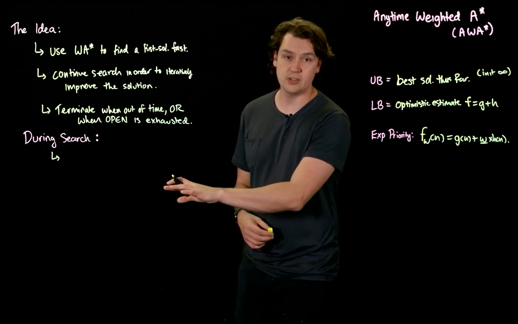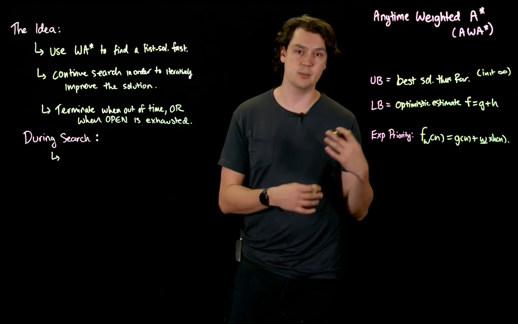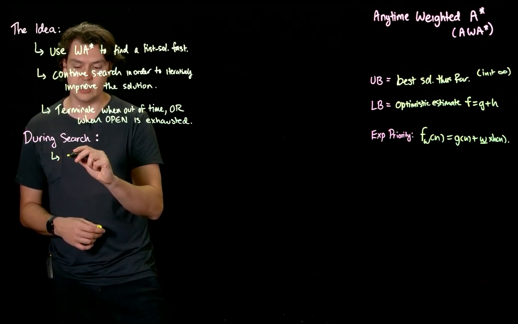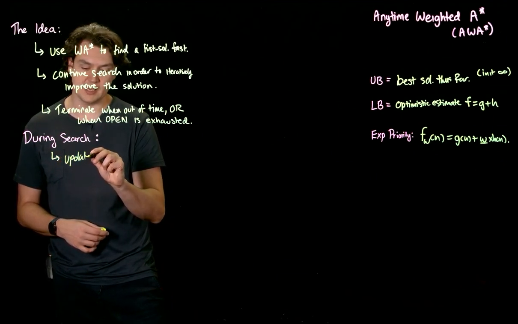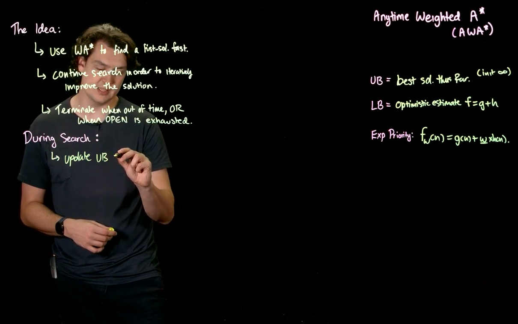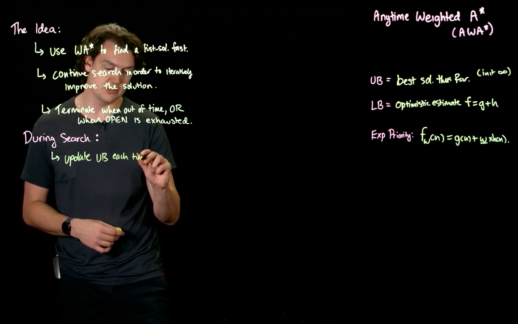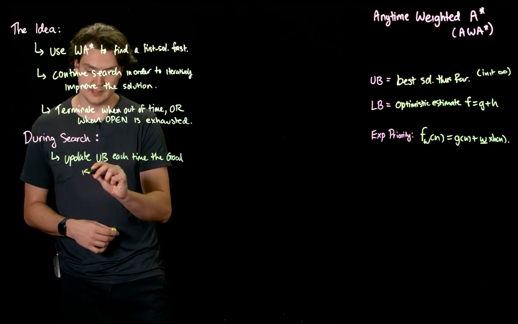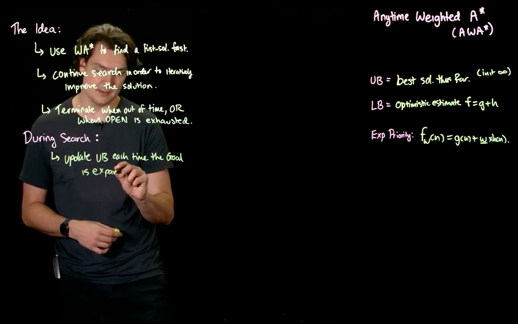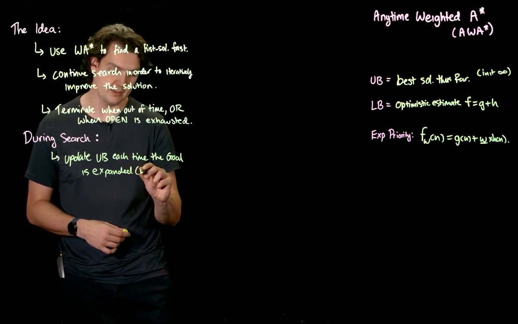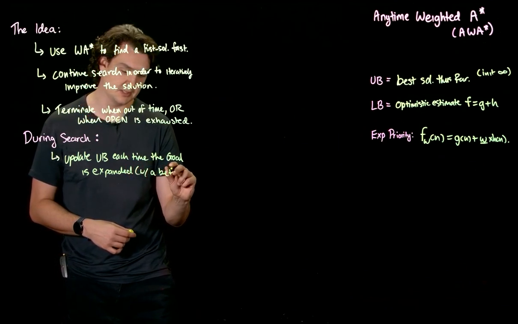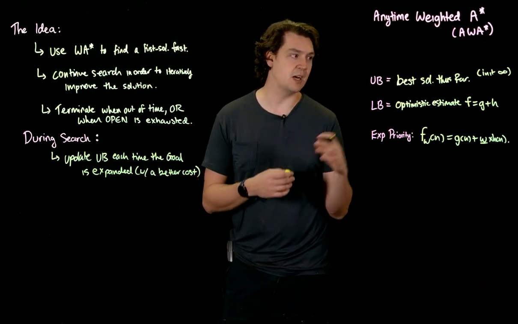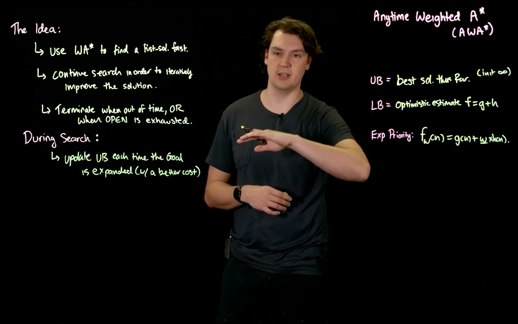Okay, so let's talk about what's happening during search and write down some of the things I've just said verbally. In weighted A star, we are going to be updating the upper bound each time the solution is found anew, each time the goal is expanded with a better cost, of course. Okay, so that's the first part. We're iteratively improving the best solution we've found thus far.